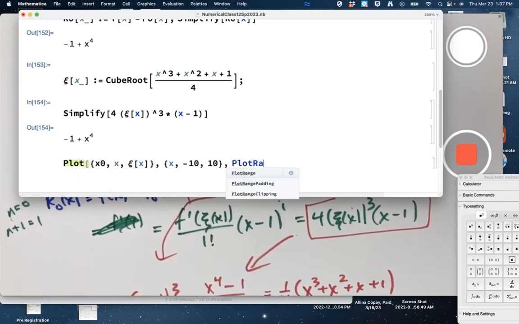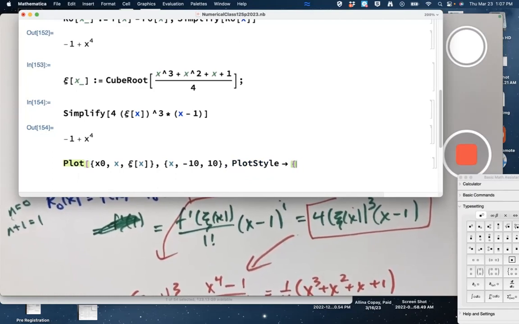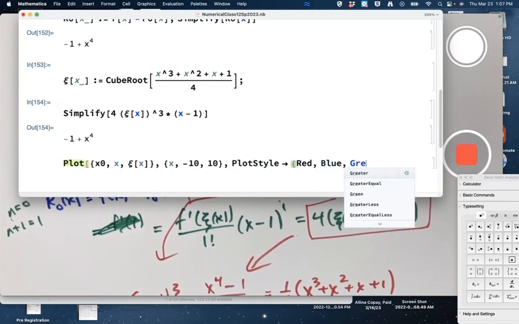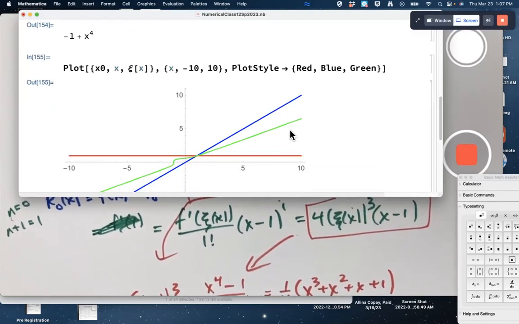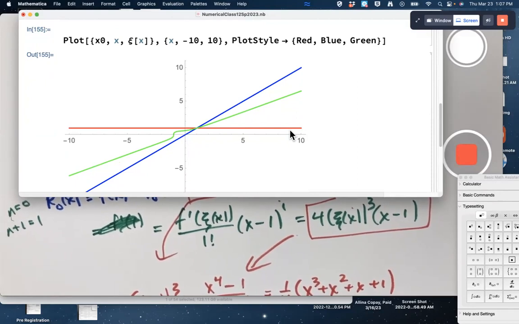And let's make the colors clear. Plot style, let's make the horizontal line red, the slanted line blue, and c of x, let's make green. There we go. The c of x function is always between the red and blue graphs. It's always between x0, 1 in this case, and x itself, the blue line, right? This is not the graph of f of x or the graph of pn of x or the graph of rn of x. I'm trying to illustrate that c of x is always between x0 and x.